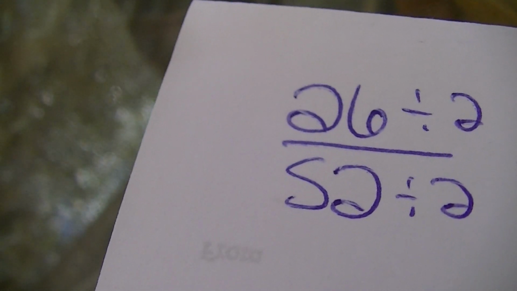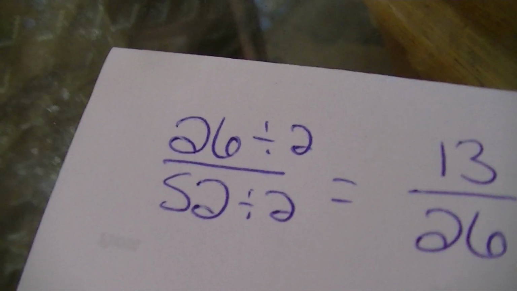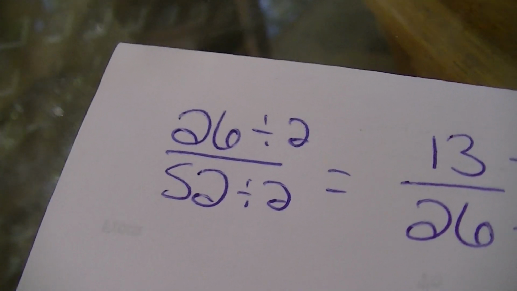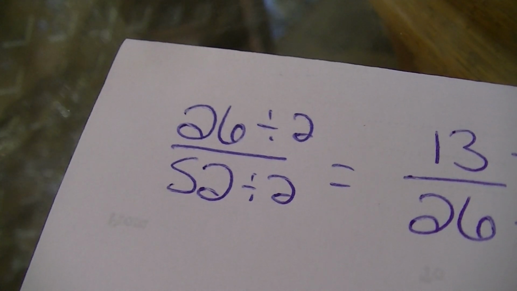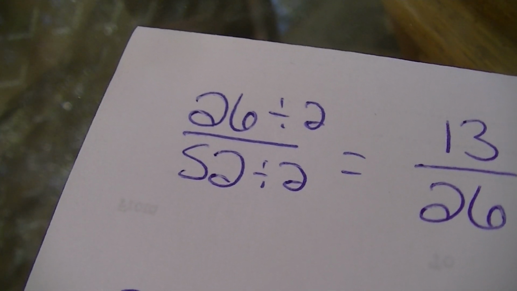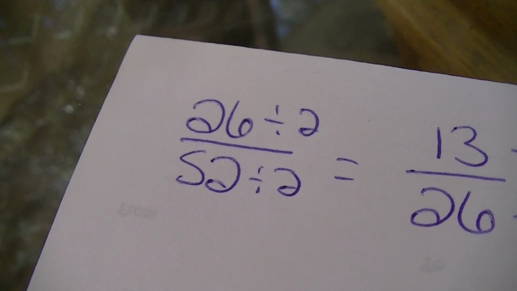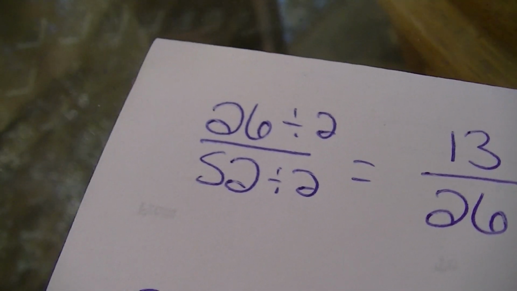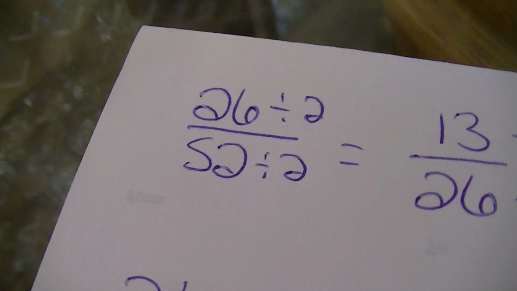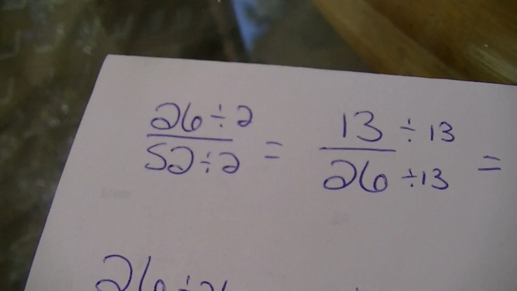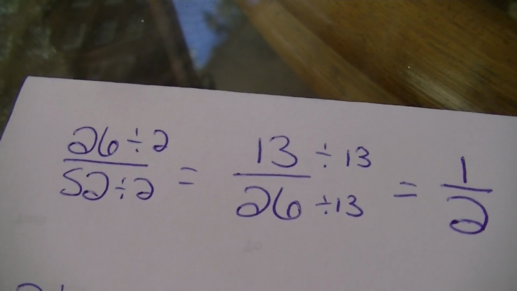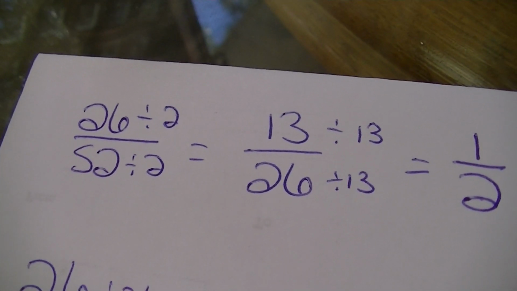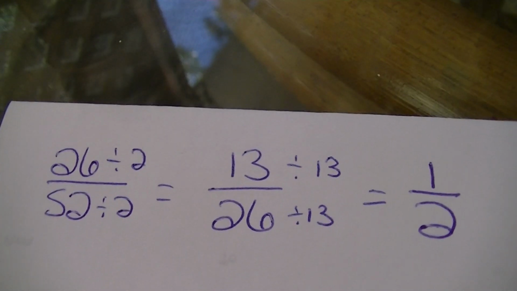How many times can 2 go into 26? 13. How many times can 2 go into 52? 26 times. And now we ask ourselves, can this number get reduced again? Is there a number that will go into both of these numbers? Well, what's 13 plus 13? 26, huh? So that means we can divide them both by 13. In this case, 13 goes into 13 one time. 13 goes into 26 two times. So our real answer is 1/2.